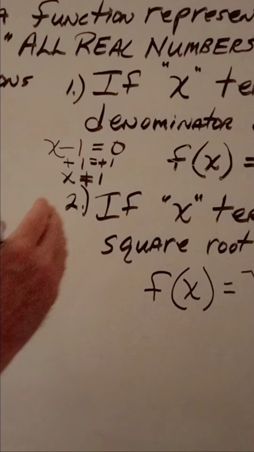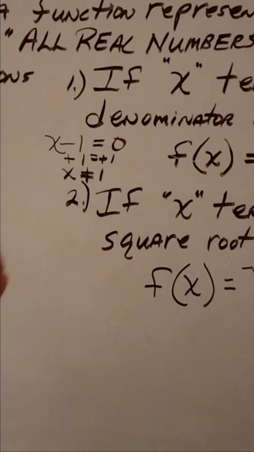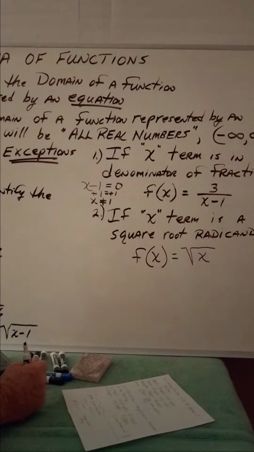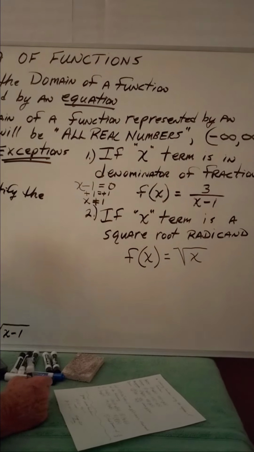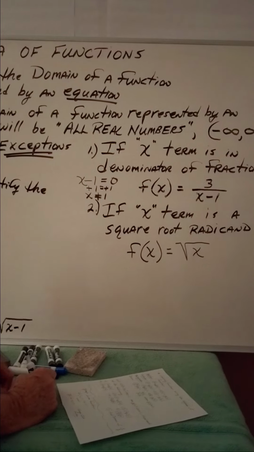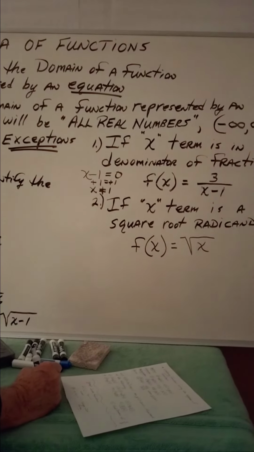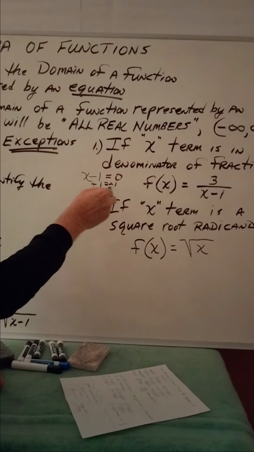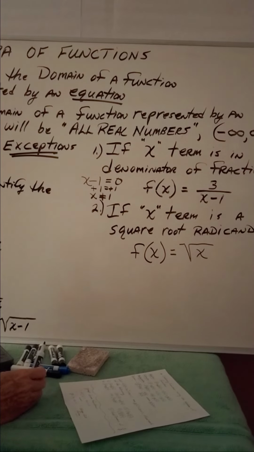So that would mean 1 cannot be a part of the domain. Every other real number can, but 1 cannot. Now, when we get to the exercises today where we are going to identify what the domain is, I'll show you the interval notation of how this exception is going to be written.